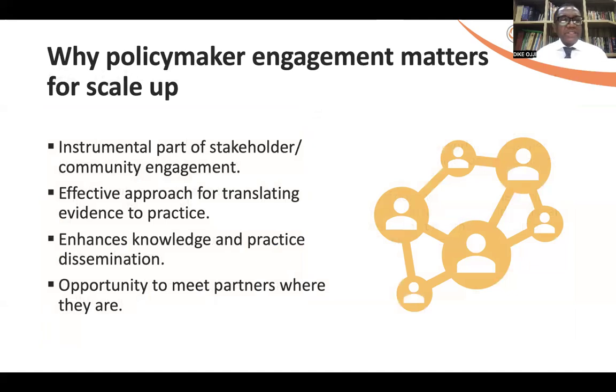I'll start off with policymakers. Why policymaker engagement matters for scale-up is listed here. Number one, it is an instrumental part of stakeholder and community engagement. Number two, it is an effective approach for translating evidence to practice. Without engaging policymakers, without engaging the government, our results can never be translated to practice. Engaging them enhances knowledge and practice dissemination.